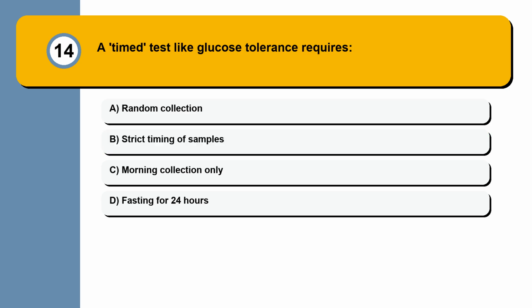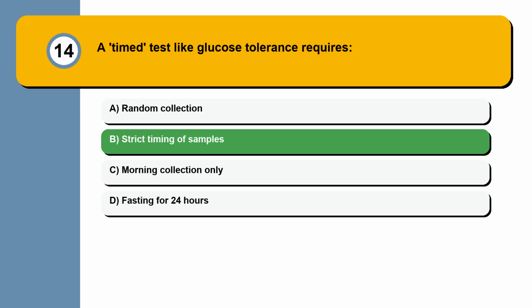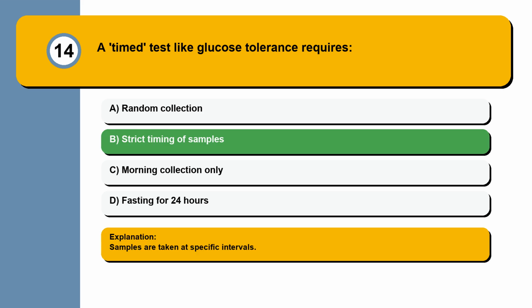Question 14. A timed test like glucose tolerance requires random collection, strict timing of samples, morning collection only, fasting for 24 hours. Samples are taken at specific intervals.